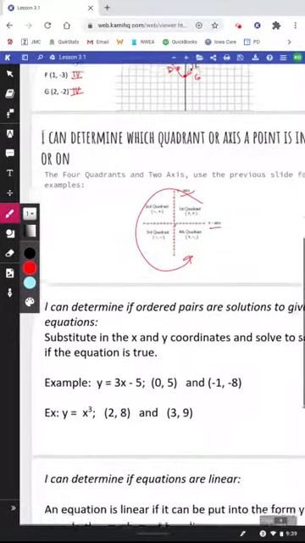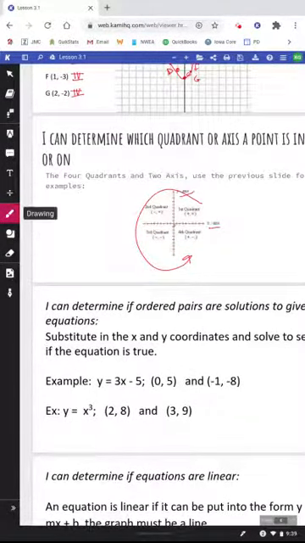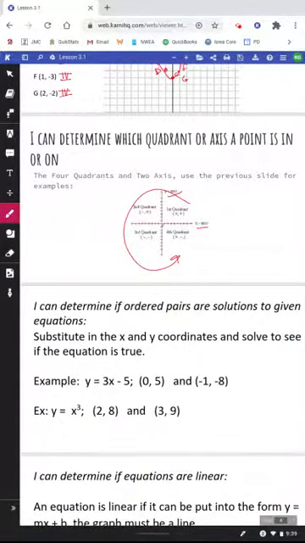All right, the next part of your homework, I can determine if ordered pairs are solutions to given equations. And how we're going to do that is we're going to substitute in the x and y coordinates and then solve it to see if the equation is true. So in this example here is my equation, y equals 3x minus 5. And my first xy coordinate is 0 for the x and 5 for the y. So I'm going to rewrite this as, instead of y, I'm going to use 5 equals 3 times 0 instead of x, minus 5. So that would give me 5 equals -5, which is not true. So this is not a solution.